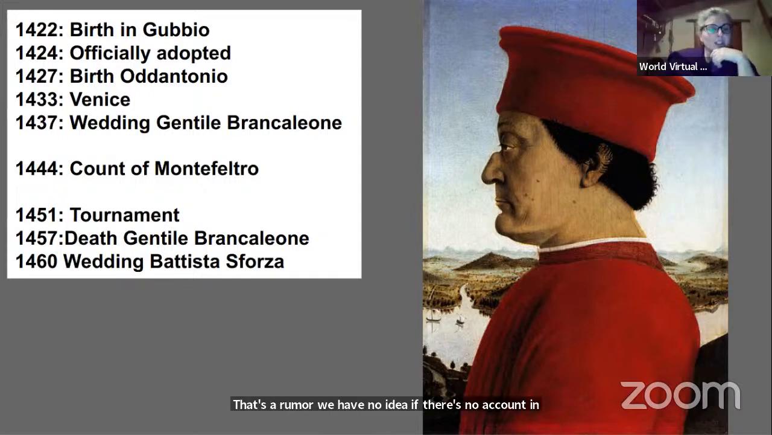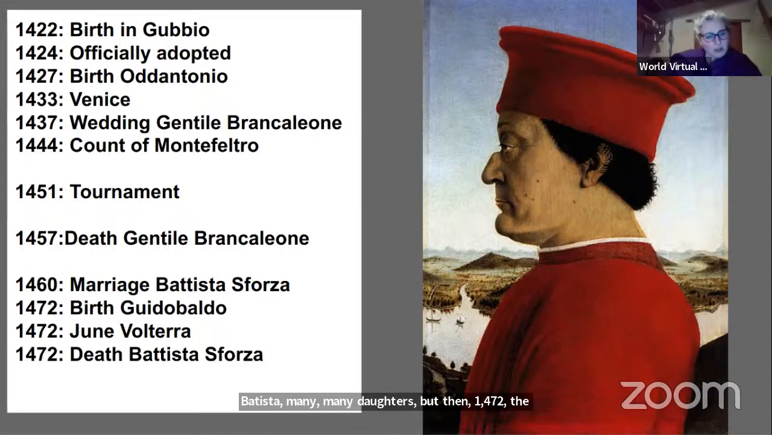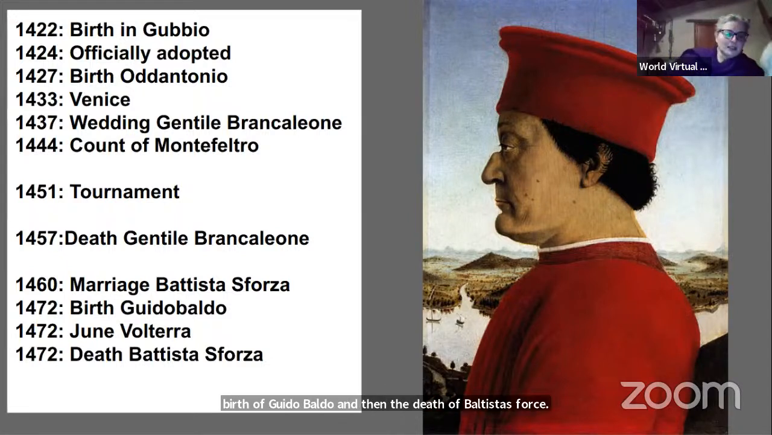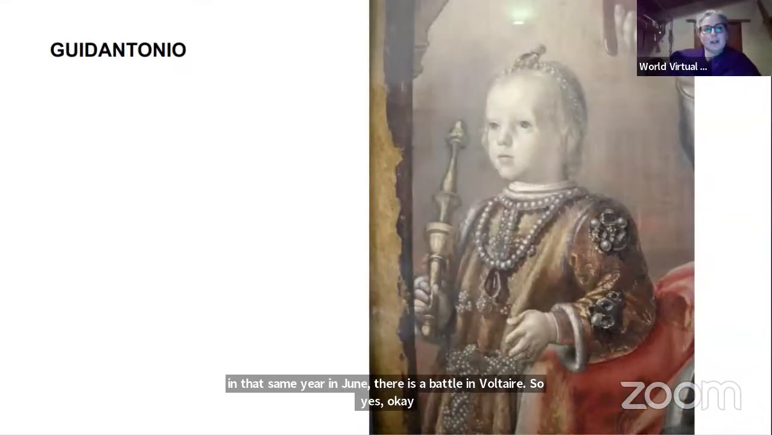And then in 1460, his wedding with Battista Sforza, many daughters, but then in 1472, the birth of Guidobaldo, and then the death of Battista Sforza. But in that same year, in June, there is a battle in Volterra. So yes, okay, this is Guidantonio, the heir.